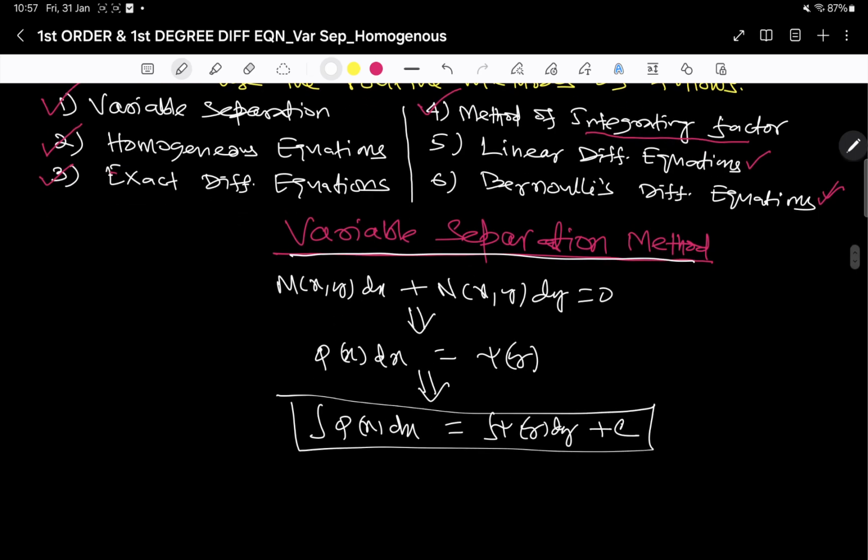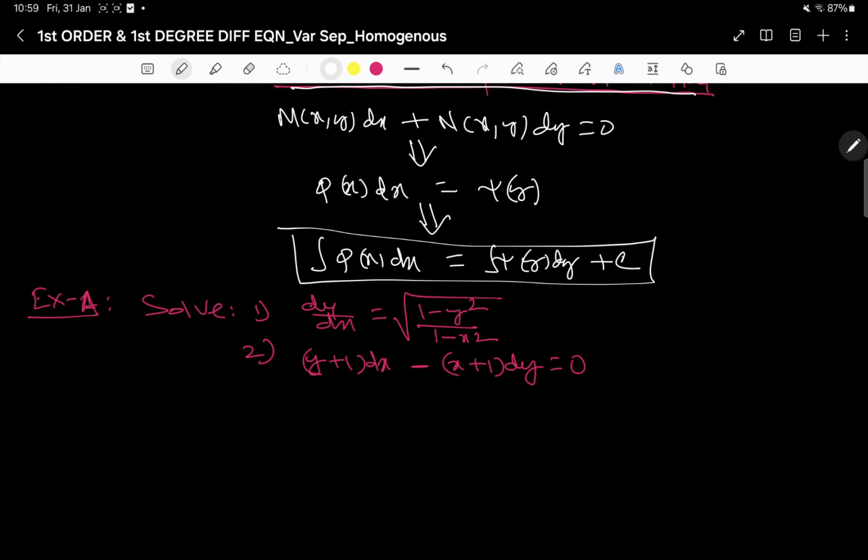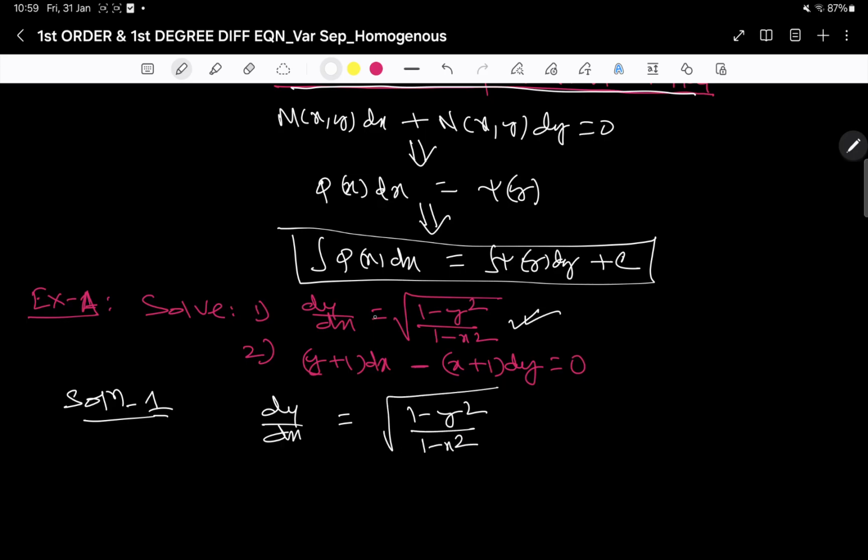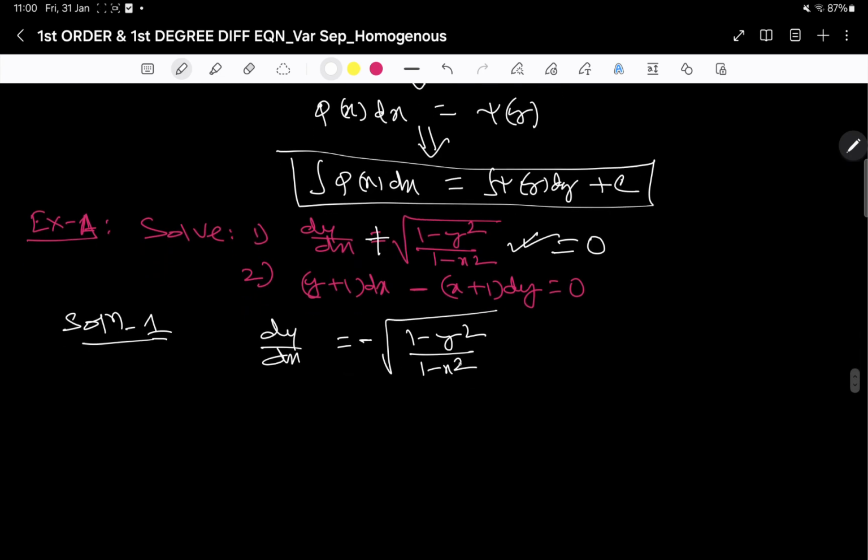So let us use this technique to solve some examples. Let us solve these two examples. One is dy by dx is equal to root over of (1 minus y square) by (1 minus x square). The second one is (y plus 1) dx minus (x plus 1) dy is equal to 0. Now coming to the solution of 1. We have dy by dx is equal to minus of root over of this.